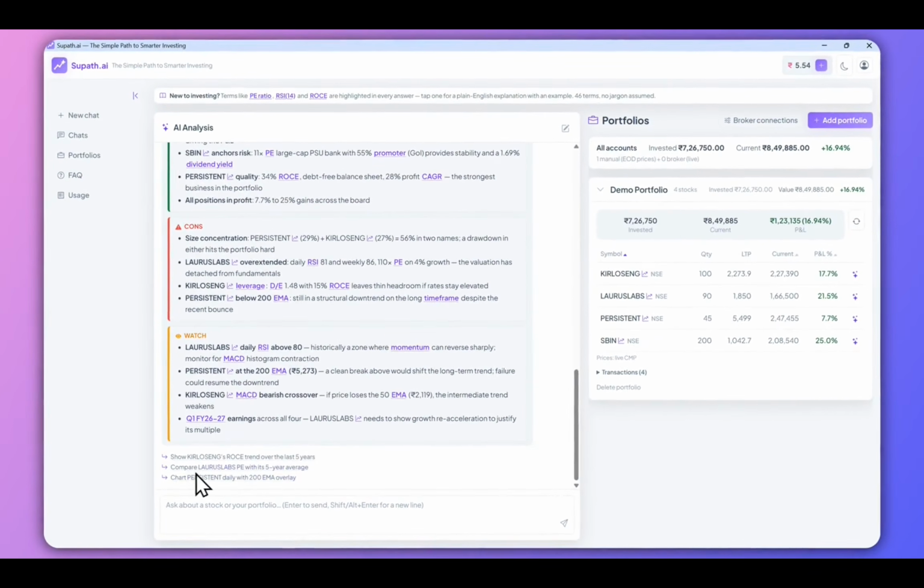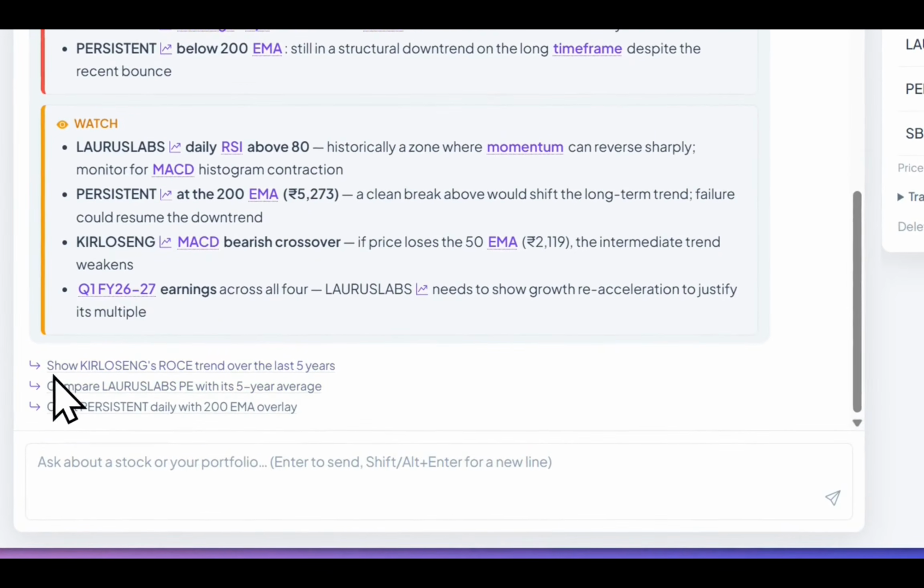And at the bottom, follow-up questions. Show Kirlosang's ROCE trend over the last 5 years. Compare Loris Labs' PE with its 5-year average. Chart Persistent daily with the 200 EMA overlaid. Click any one and it runs as a fresh analysis with your portfolio already in context.